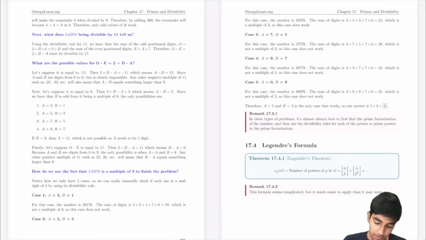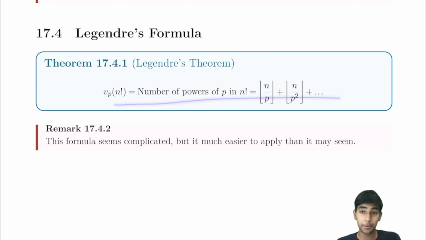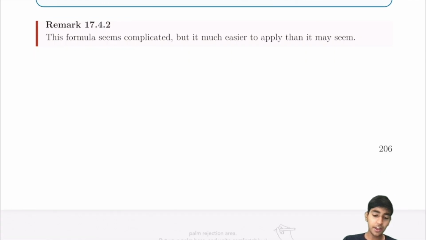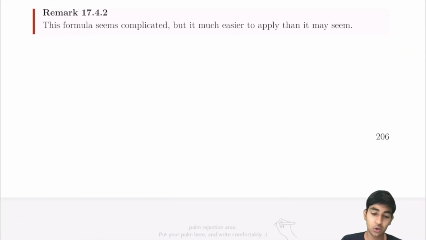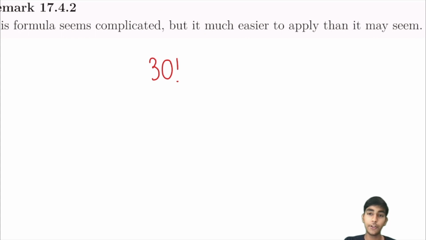Okay, so now we're going to move on to this seemingly complicated looking theorem, but don't worry, it's actually pretty simple. Basically, the number of powers of p in n factorial. So let's say a question says, let's say you have something like 30 factorial. What if we find the prime factorization of 30 factorial, what's the power of 5 in 30 factorial?